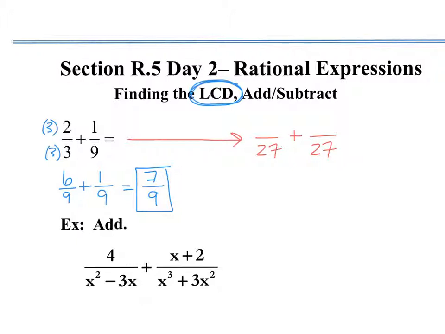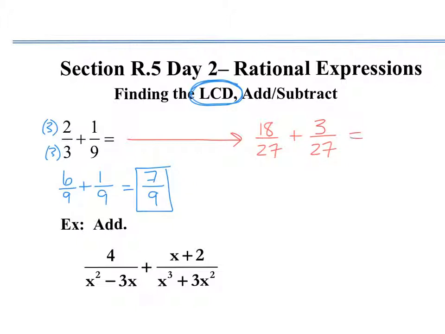What you're going to do to change the 3 into 27 is multiply by 9, right? So you also have to multiply the 2 by 9, and therefore you get 18. And then I'm going to do the same exact thing to the 9. I have to multiply this 9 by something to get 27, and so I'm multiplying it by 3, which means I also need to multiply the top by 3. So I get 3 over 27 in that case.